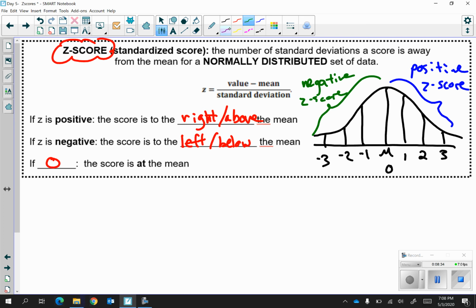Now, let's look at the formula, which you are not given on the Regents, it is not on your reference sheet. You have to remember it. It is the value minus the mean over your standard deviation. Now, the value is what you're looking at. In this situation, we were looking at test grades. So you're basically comparing your test grade to the average, and you're dividing it by the standard deviation.